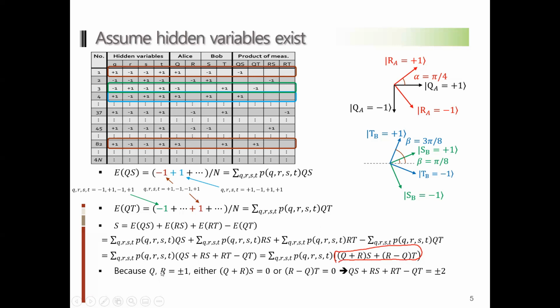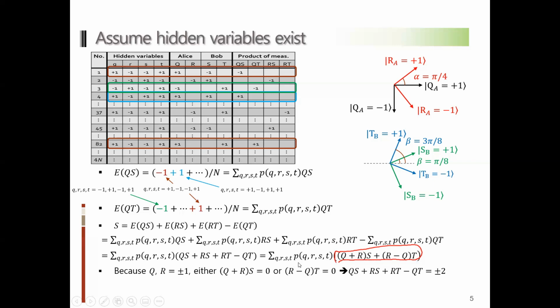What happens if they are different? Then the first term is 0, so we should only consider the second term. When they are different, R minus Q will be either +2 or -2, and T can be either +1 or -1. So the combination of these can be either +2 or -2. Whether they are the same or different, the value can be only +2 or -2. And there are 16 different combinations, so in each case it can be +2 or -2.